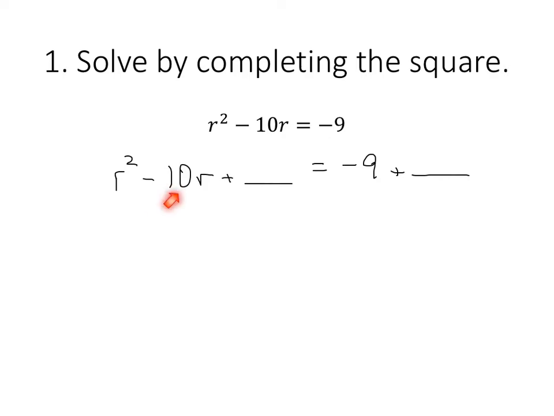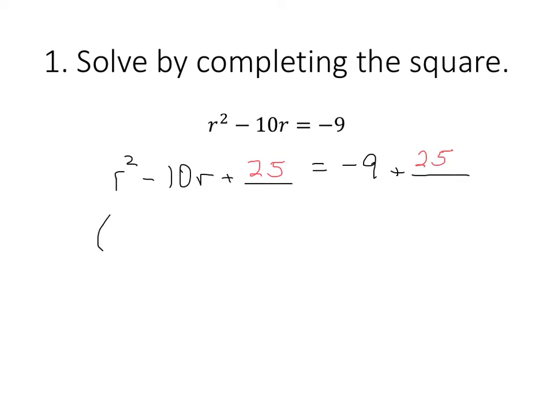10 divided by 2 is 5. 5 squared is 25. So you take this and you half it to get 5, and you square it. Half it and square it. So we put 25 in both of these blanks.